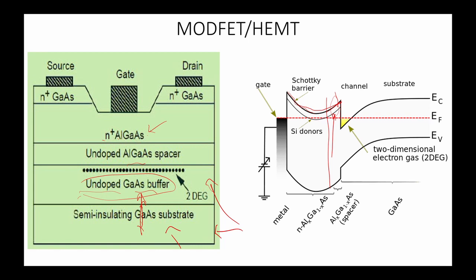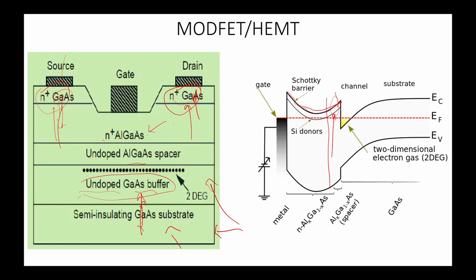And this is highly doped n type gallium arsenide, doped highly to take the contacts for the source and drain. So there will be very little contact resistance. That's why these regions are highly doped, so that the contact resistance is as low as possible.